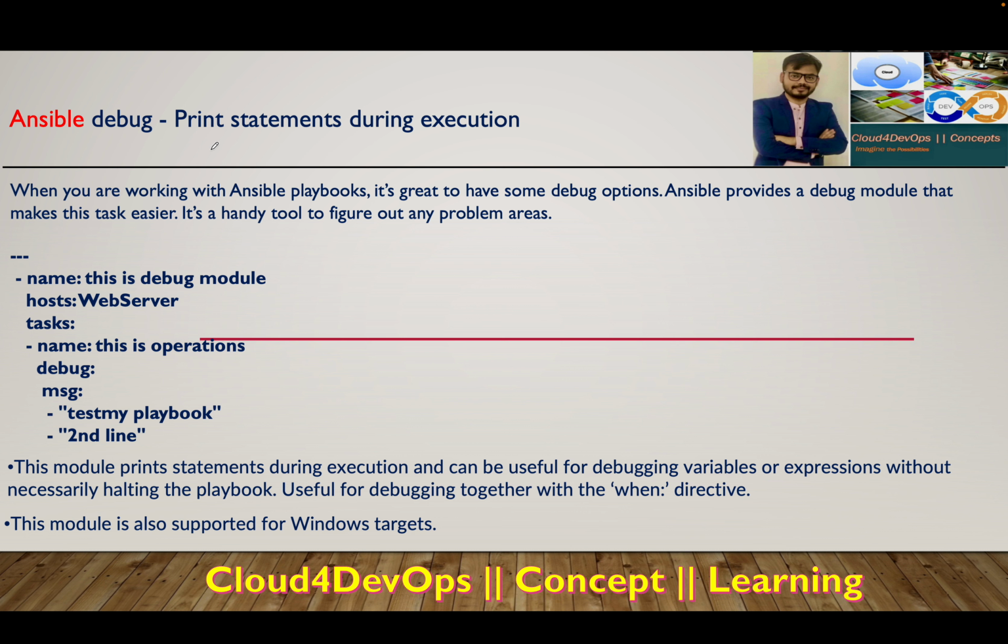When you're working with an Ansible playbook, it is great to have some debug option. What do I mean by debug option? It shows what is exactly happening in the background while you are running the command. You want to print out statements about that particular environment. For example, I'm installing Apache on my Ansible managed node and I want to understand what is happening in the backend. So I can use the debug module with the different parameters it provides within Ansible, check what is happening, and print out those statements.